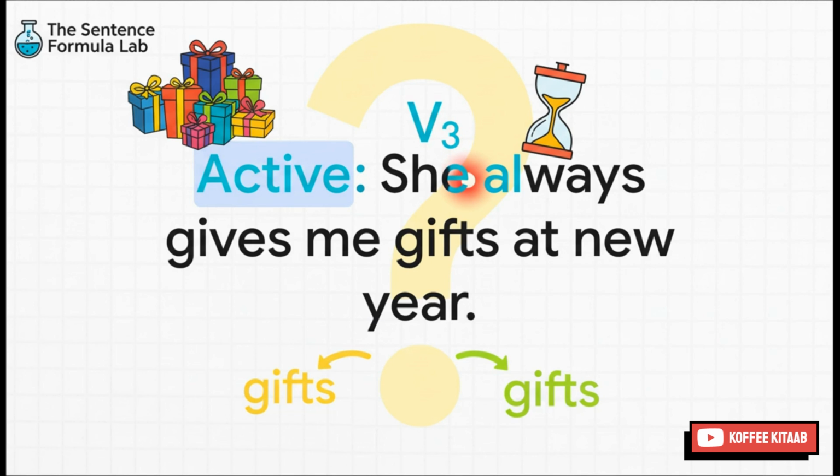All right, look really closely at this next one. She always gives me gifts at New Year. Notice anything special here? We've got two objects, me and gifts. And you know what that means? It means there's more than one correct answer. Your challenge is to find just one of them. The timer is rolling.